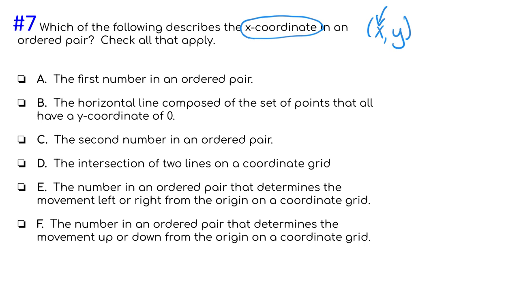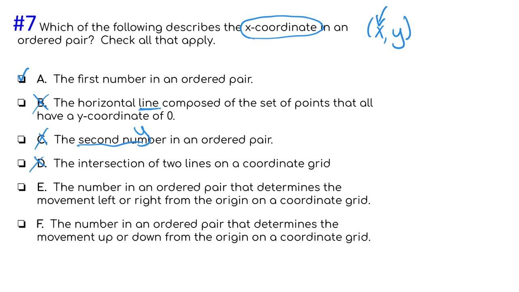So A says the first number in an ordered pair. Yes, it is the first number in an ordered pair. B, the horizontal line. It's not a line, so B is out. C, the second number. No, that would be the y, not the x. And D, the intersection of two lines on the coordinate grid. That doesn't sound like it at all. That would be the intersection of any. That'd be a point, I guess.